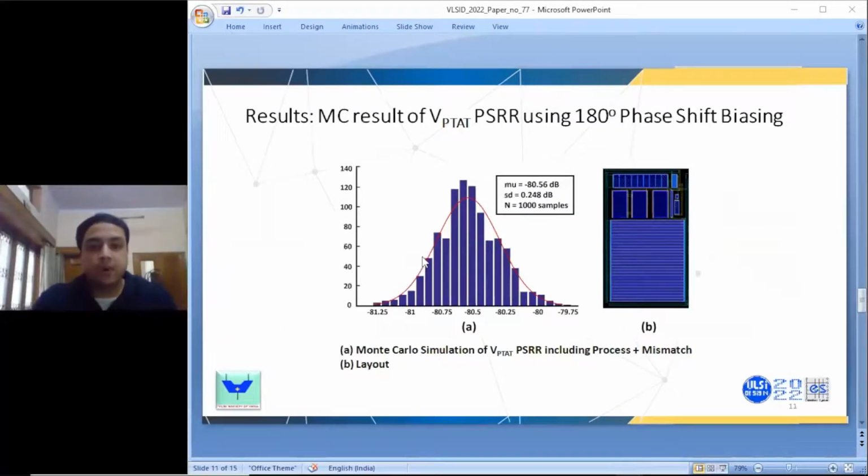This is the Monte Carlo simulation, which shows the reliability of our technique. We are running 1,000 samples, which include process and mismatch. On the x-axis, I am plotting the PSRR of the output of the temperature sensor. You see this PSRR is hardly changing, only from 80 dB to 79 dB, which shows the reliability of our circuit.